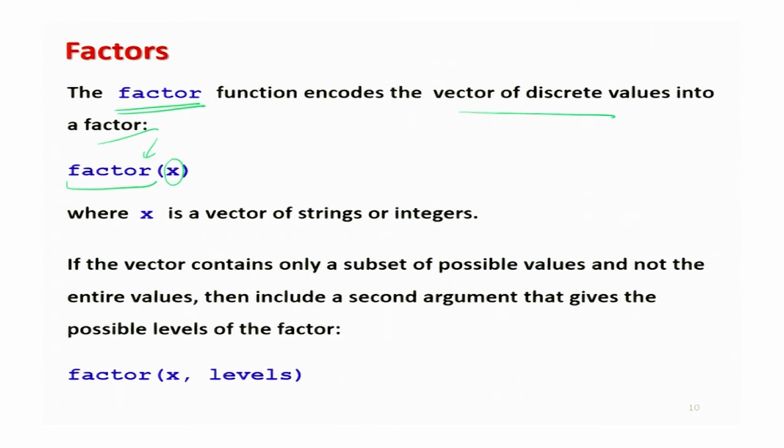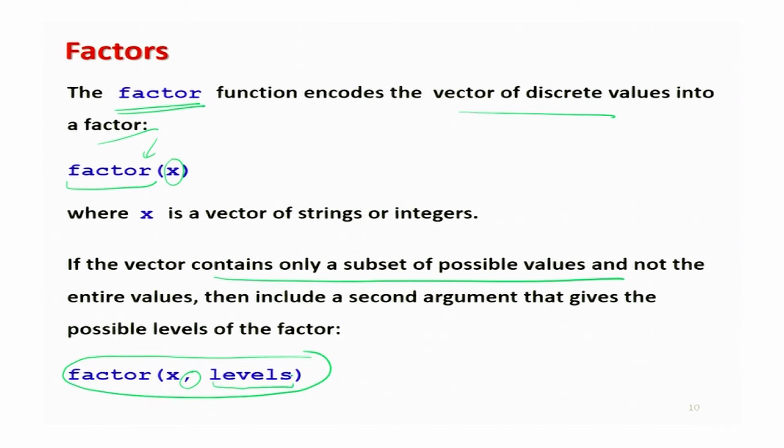And in case you have a vector that does not contain all the values, but only a subset of the possible values, then we include one more argument that gives the possible labels of the factor, like factor x, and inside the parentheses x comma, and then you write labels. At this moment you simply try to understand what I am trying to say, and as soon as I take an example, each of these things will become very easy. That is my promise to you, right.